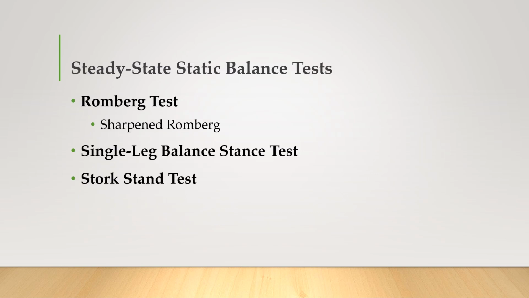So the first one here, we're looking at steady state static balance tests. So basically what we're saying here is they're going to be static, right? They're not moving. It's not a dynamic balance activity. We're just seeing how well they can maintain postural control in standing with different bases of support. So the first one we're going to look at is the Romberg test. So the Romberg test tests the patient's ability to stand with the feet parallel and together with their eyes open and then closed for 30 seconds at a time.